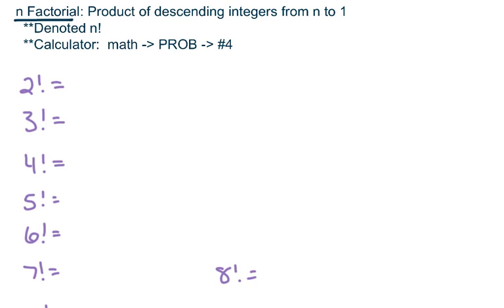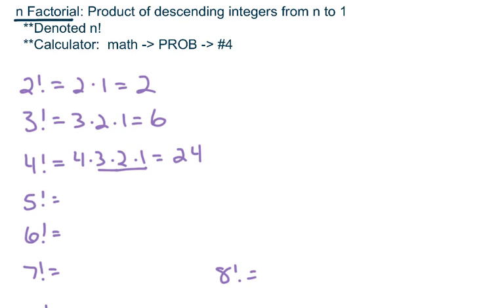But 2 factorial really just means 2 times 1, which is 2. 3 factorial is going to be 3 times 2 times 1, which is 6. 4 factorial is 4 times 3 times 2 times 1. Well, we already know 3 times 2 times 1 is 6, and 6 times 4 is 24. 5 factorial is 5 times 4 times 3 times 2 times 1. We already know 4 times 3 times 2 times 1 is the line above, so 24 times 5 is going to be 120.